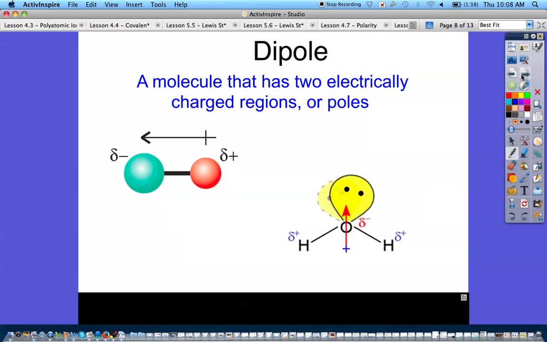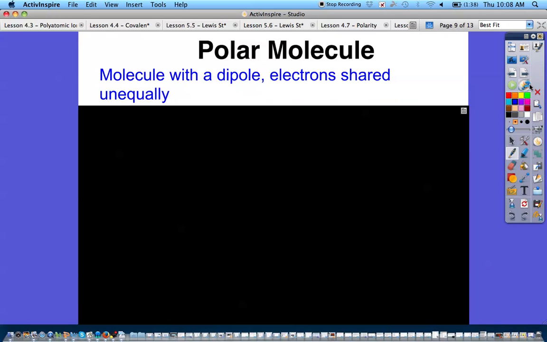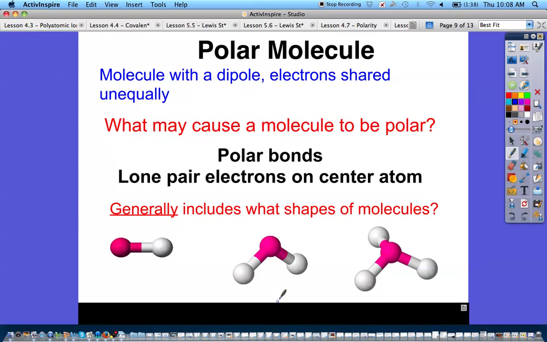A dipole is just saying that you have a molecule that has two electrically charged regions. So you're going to have a polar bond because you're going to have a partially negative and a partially positive atom. The electrons are going to be pulled towards one of them. A polar molecule is a molecule with a dipole, and the electrons are shared unequally because of that dipole. What causes a molecule to be polar? Polar bonds and a lone pair of electrons on the center atom. So what shapes are generally polar molecules? We have linear with two atoms.